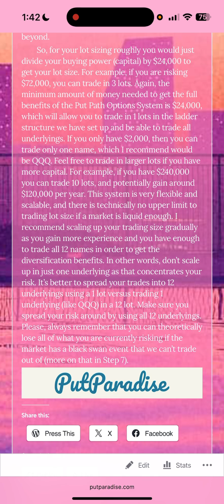Now, if you only have $2,000, that's okay too. You can trade one name, QQQ, and then as you get more capital, let's say you get 4,000, now you can also trade SPY, and then you can kind of scale up from there. The system is very flexible, very scalable. There's no limit to how you can go in your lot size if you so desire. If you have a market that's liquid enough, you're going to be able to trade in these larger lot sizes.